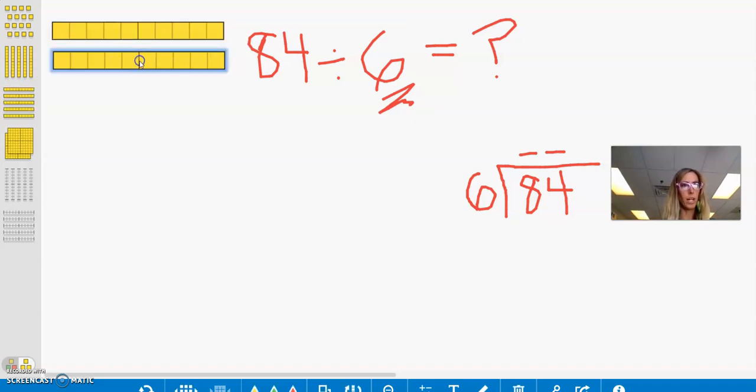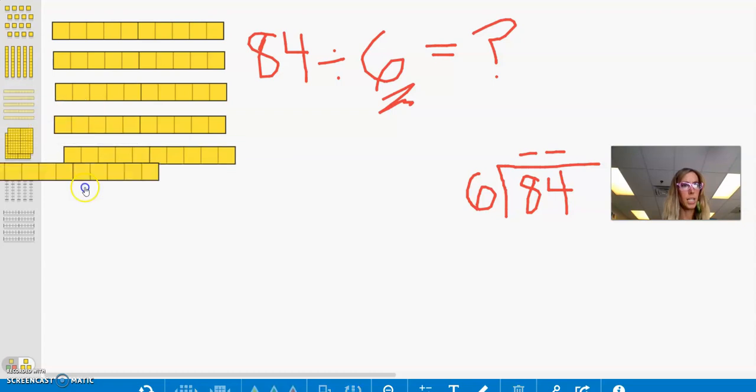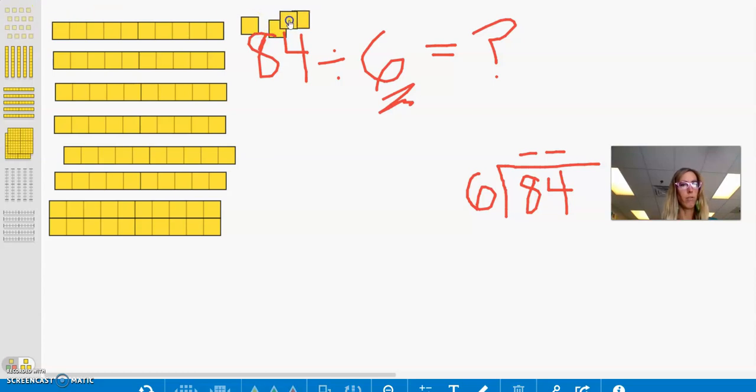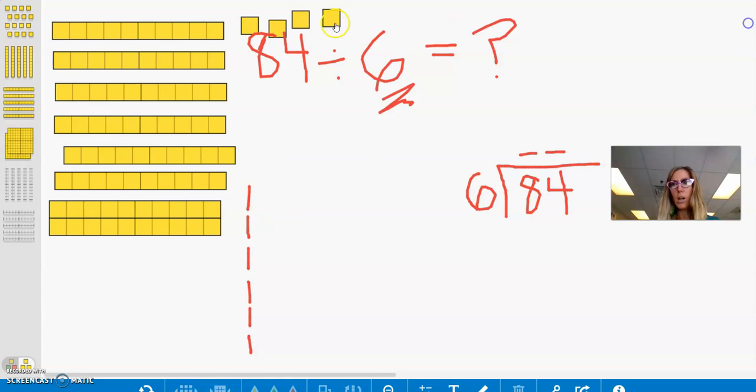So each one of these squares is considered a marshmallow, all right? So I have 4, 50, 60, 70, 80, and then I have 4 more. 1, 2, 3, 4. Look at all those marshmallows. And we're going to divide those up amongst how many kids? 6. So 1, 2, 3, 4, 5, 6. Here are my 6 kids. So now I'm going to go ahead and start.